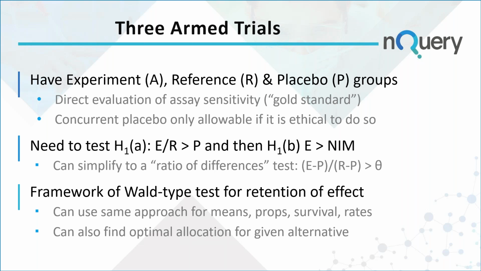And you can basically use a very similar framework for means, proportions, survivals, counts, rates, etc. And there's also some nice math you can do to get the optimal allocation for a given alternative. So, obviously this is a two-step hypothesis, but can be simplified down to a single ratio of differences hypothesis if you want to.